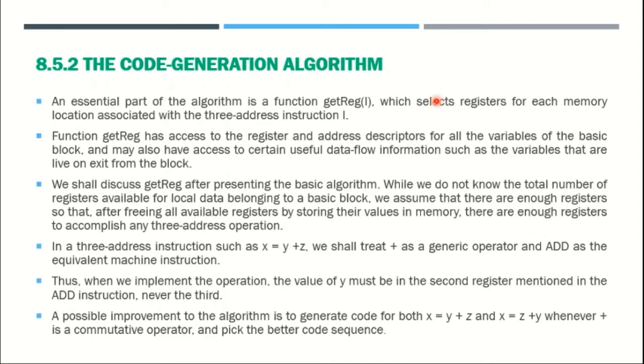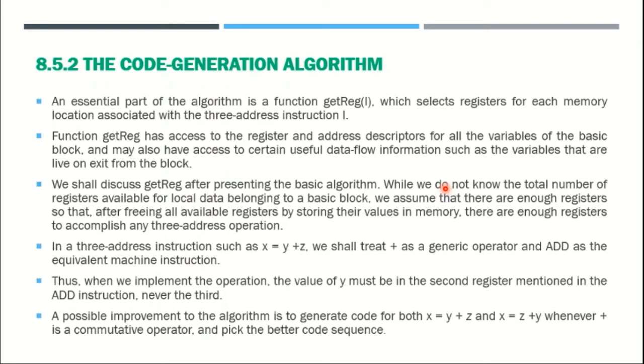For example, we write getReg of I. This function is responsible for the register and memory allocation for instruction I. It has access to the register and address descriptors, that is, the capability of accessing both, for all the variables of the basic block. It also has access to certain useful data flow information, such as the variables that are live on exit from the block.